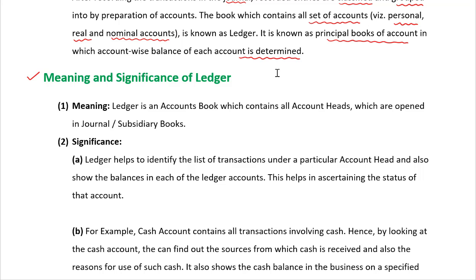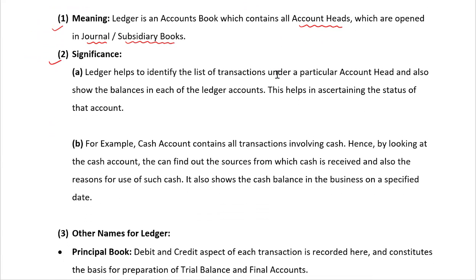The next concept is the meaning and significance of ledger. Why is making a ledger so important? As you just understood, a ledger is an account book which contains all the heads of accounts which are opened in the journal, that is subsidiary books. What is its importance? Ledger helps to identify the list of transactions under a particular account head.